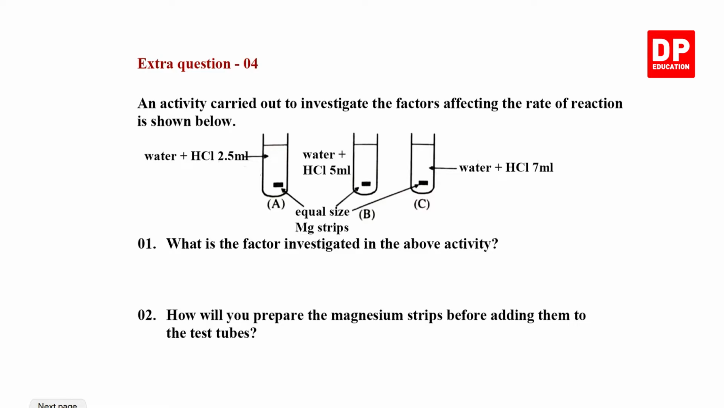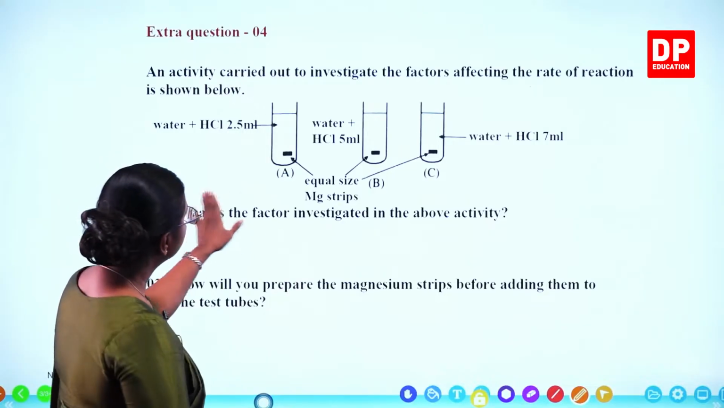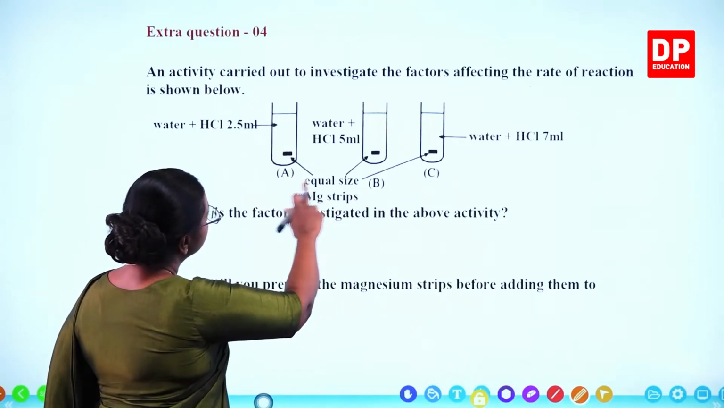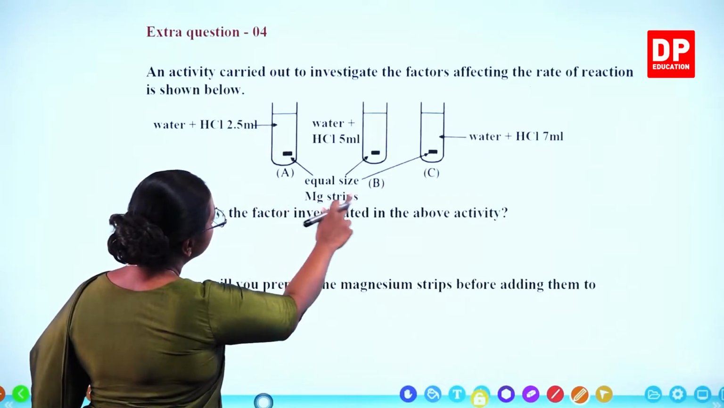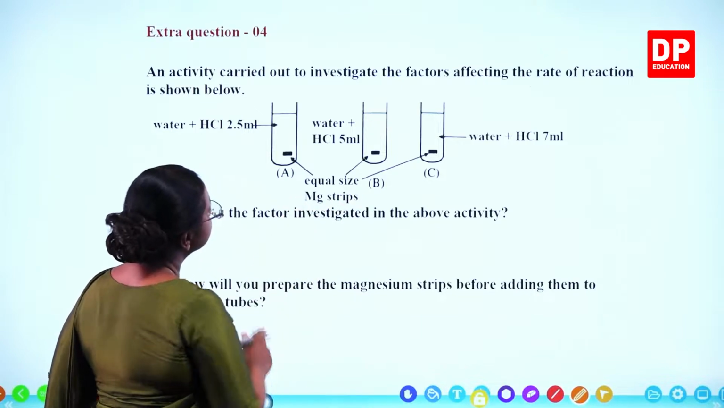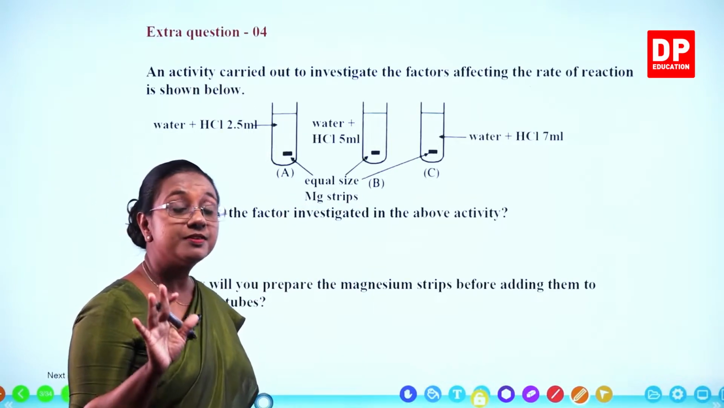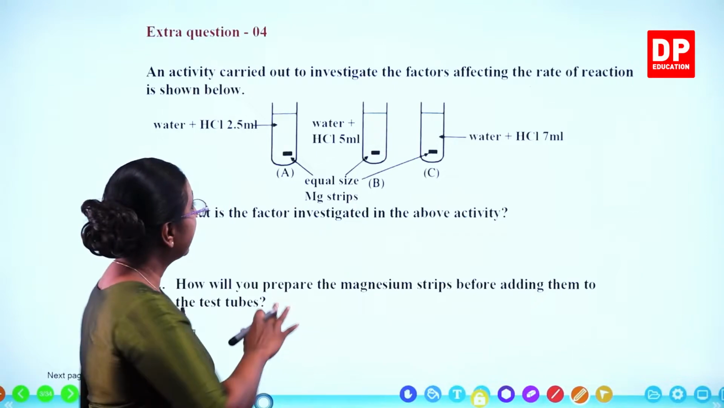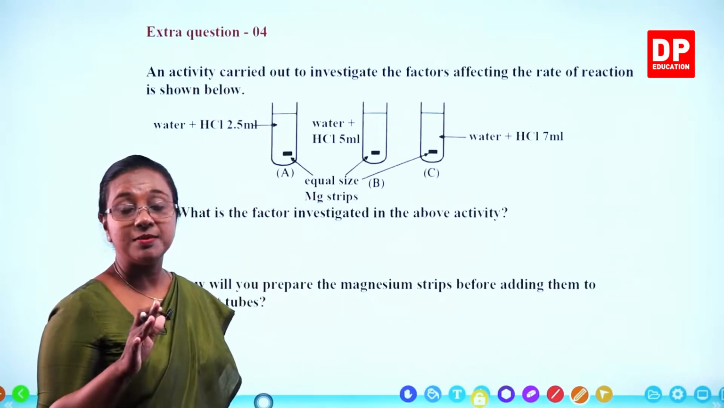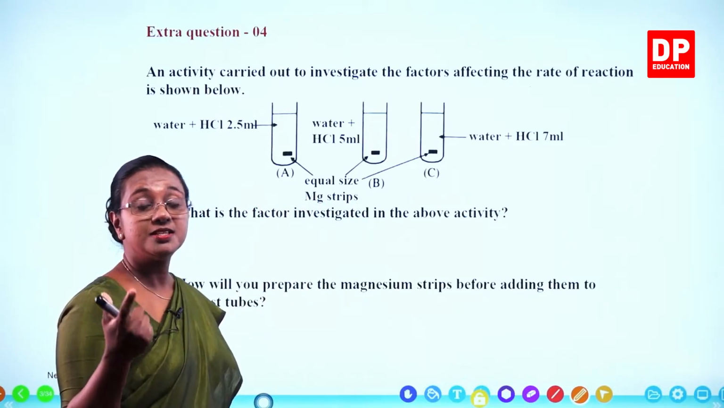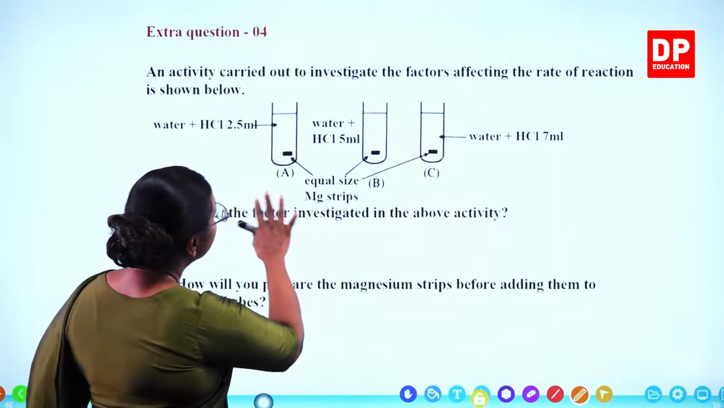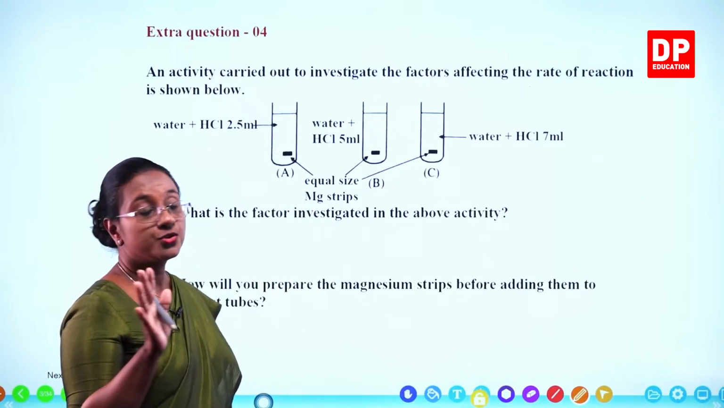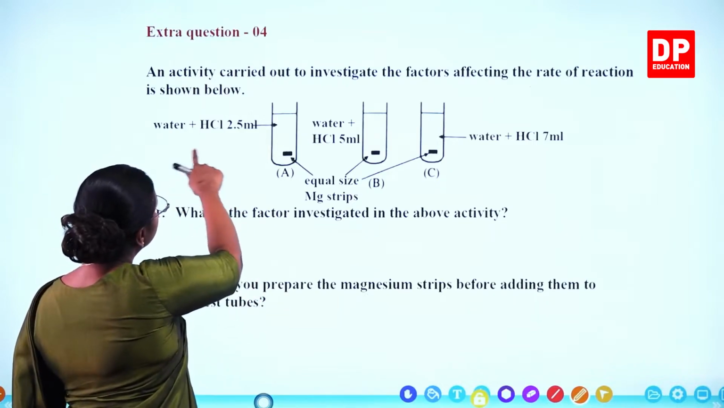Extra question 4. An activity carried out to investigate the factors affecting the rate of reaction is shown below. So look at the activity. There are 3 test tubes A, B and C. In all those, there are equal size magnesium strips. So the surface area doesn't change, and they have not mentioned anything about temperature. So temperature constant, surface area constant. Are there any catalyst? No. So the other factor is the concentration.